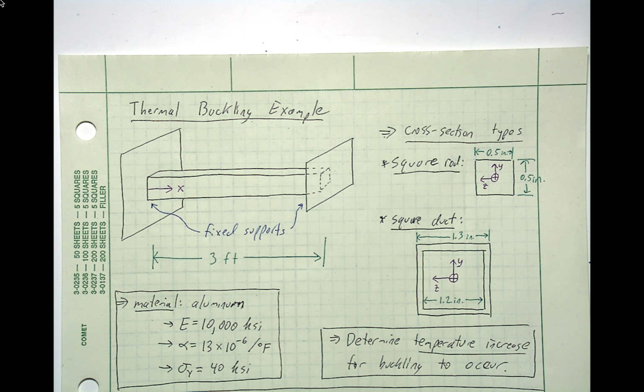The material for both of them will be aluminum, so it has an elastic modulus of 10,000 ksi, a thermal expansion coefficient of 13 times 10 to the minus 6, 1 over degree Fahrenheit, and has a yield strength of 40 ksi. And what we need to do is determine for both cross-section types the temperature increase at which buckling will occur.